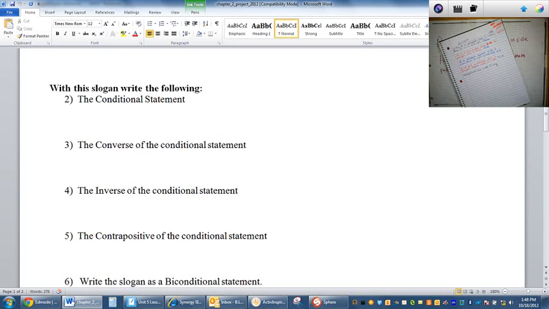That's what we want you to do for whatever slogan you pick. There's one more. If you're having problems coming up with that original conditional statement, that's probably the hard part for some of you, getting it in if-then form and getting it how you want it. Please come talk to me. I can help you make it real quick. Not a big deal.